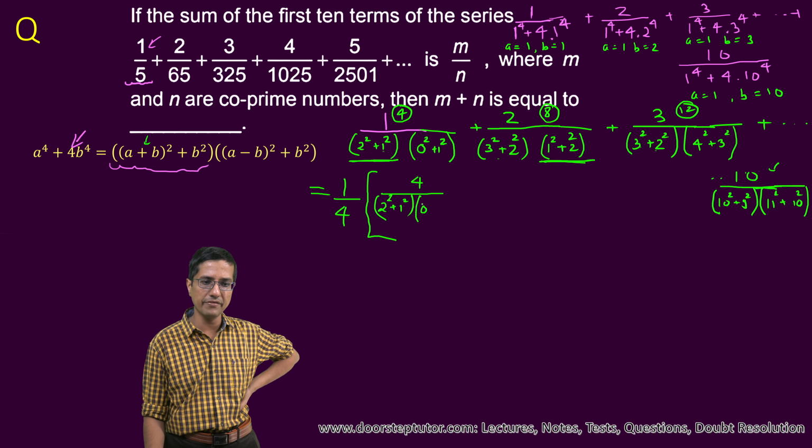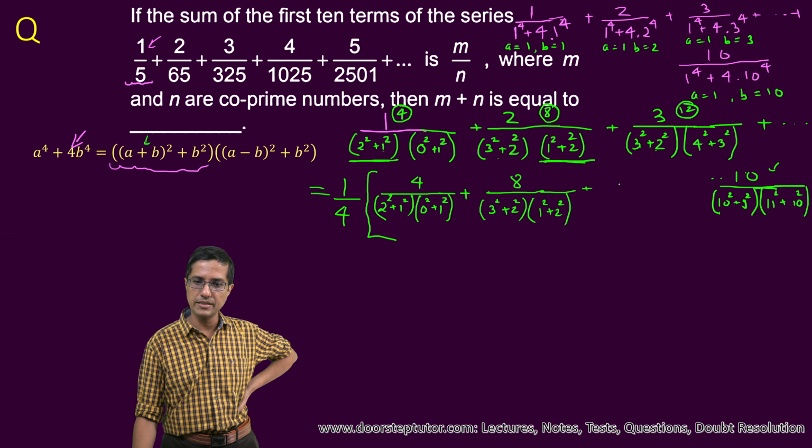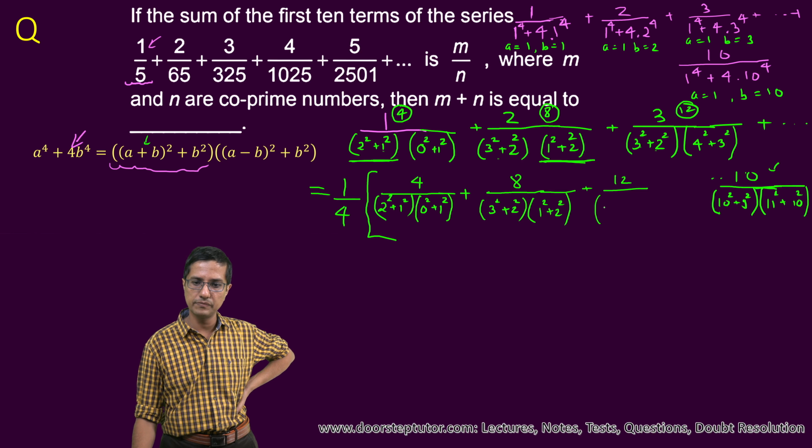Nothing difficult. 0 square plus 1 square, and then plus this, now I can write here 8 because I have divided by 4, so I can multiply by something here: 3 square plus 2 square into 1 square plus 2 square, plus this I can write it as 12 upon, this will remain the same, 3 square plus 2 square and 4 square plus 3 square.